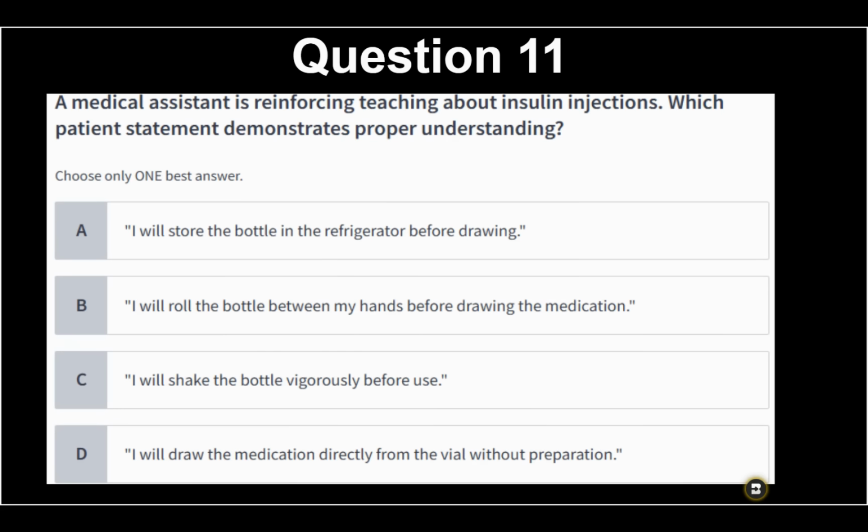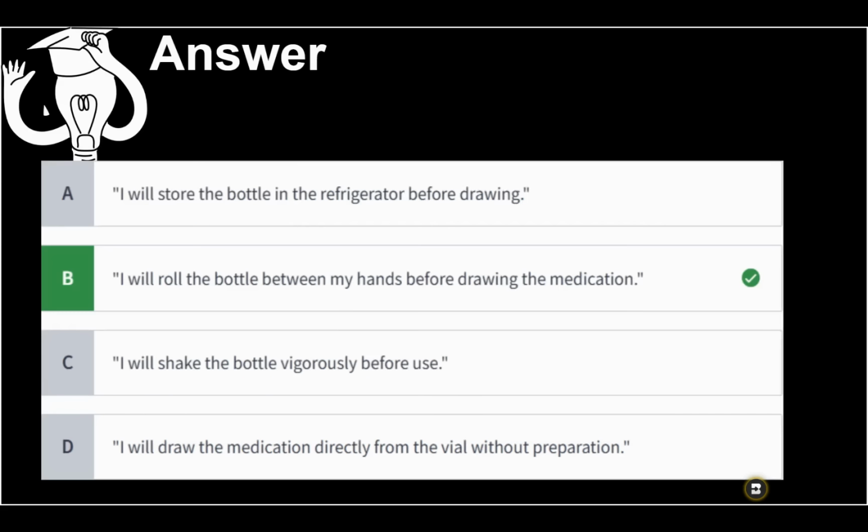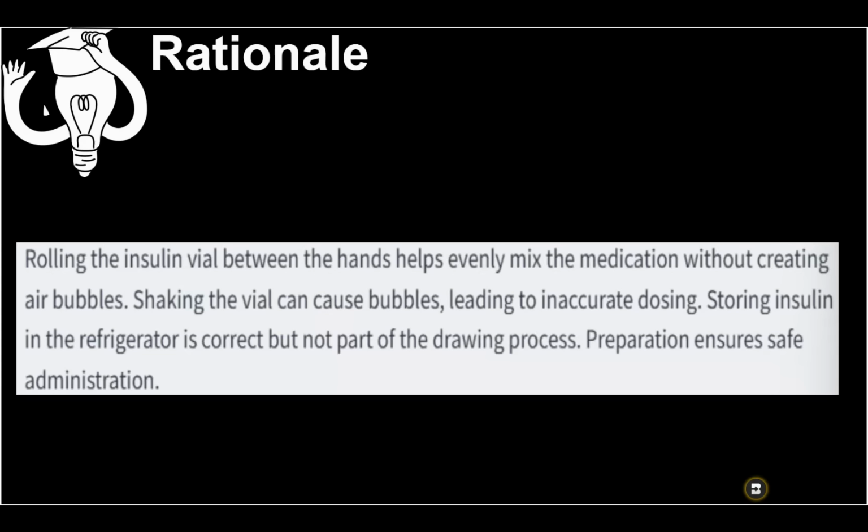If you said B, I will roll the bottle between my hands before drawing the medication, you are absolutely correct. Rolling the insulin vial between the hands helps evenly mix the medication without creating air bubbles. Shaking the vial can cause bubbles that can lead to inaccurate dosing. Now, storing insulin in the refrigerator is absolutely correct, but it is not part of the drawing process.